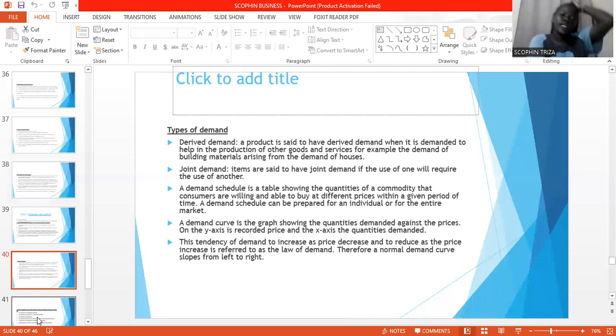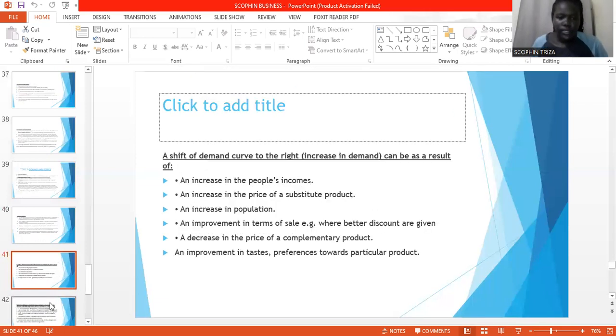So let's look at a demand curve, sorry. We have demand curves, we also have demand schedules. It's the tendency of demand to increase as price decreases, and the reduction of demand as price increases is referred to as the law of demand. Therefore, a normal demand curve slopes from left to right.